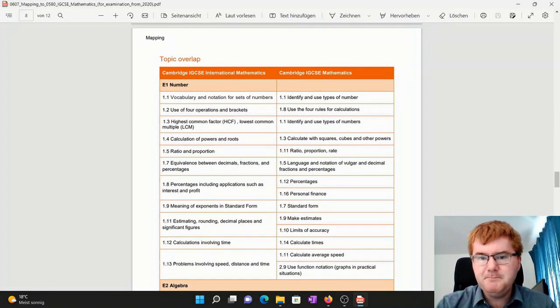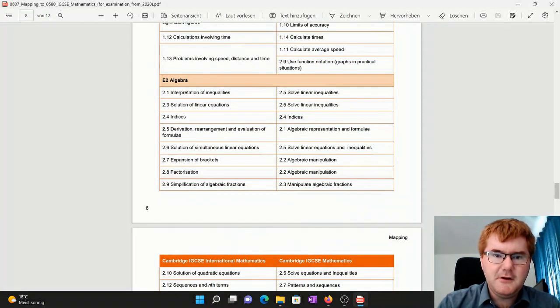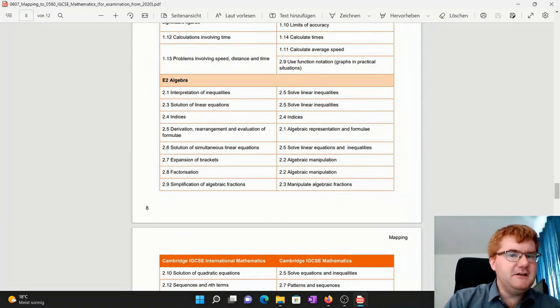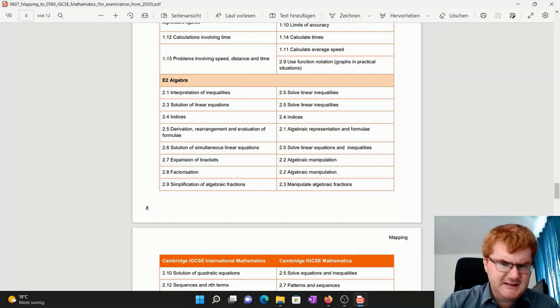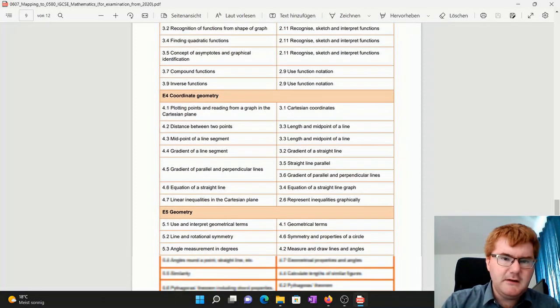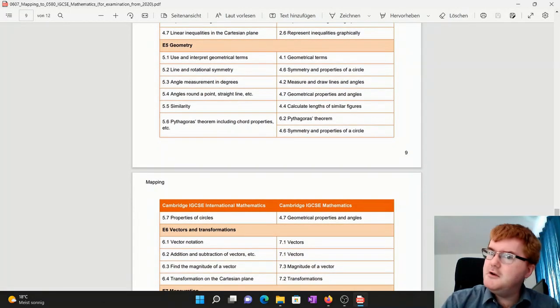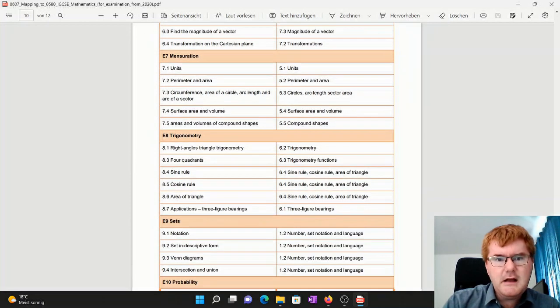If you'd like to know which of those topics do overlap, I'll quickly scroll through here. You can pause the video if you want to look at the exact overlap. But you can see lots of different overlap here. Interpretation of inequalities and solving linear inequalities are very, very similar. Functions also end up being very, very similar. Coordinate geometry is pretty much identical, I would say. A lot of the circle theorem questions are also very, very similar, as are vectors.